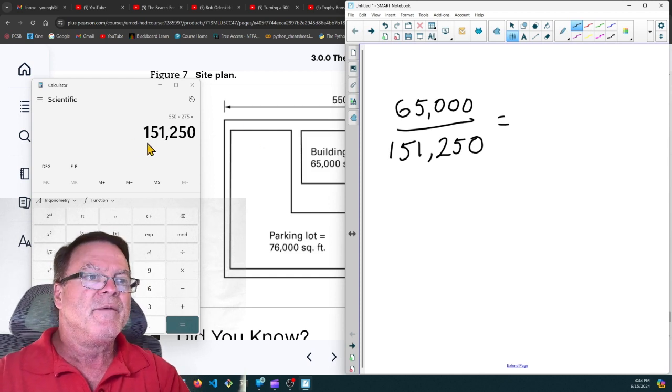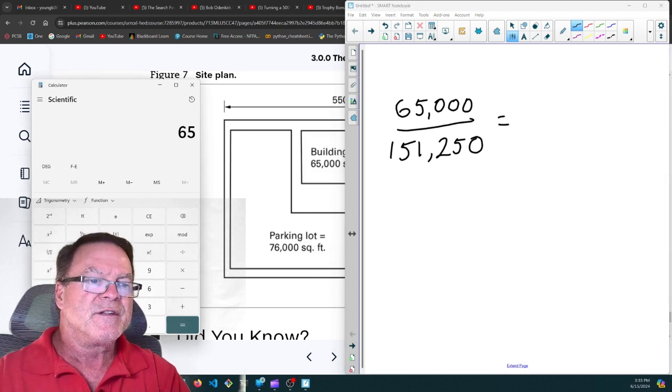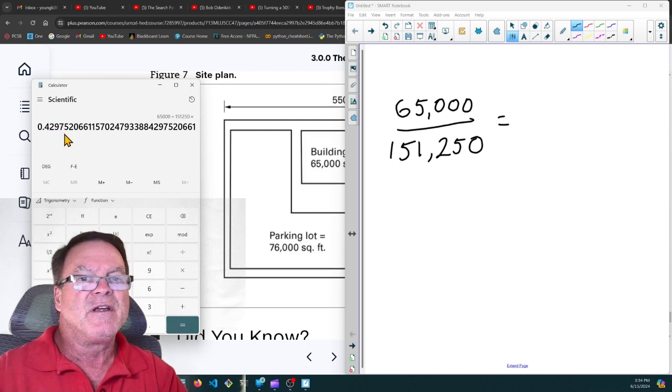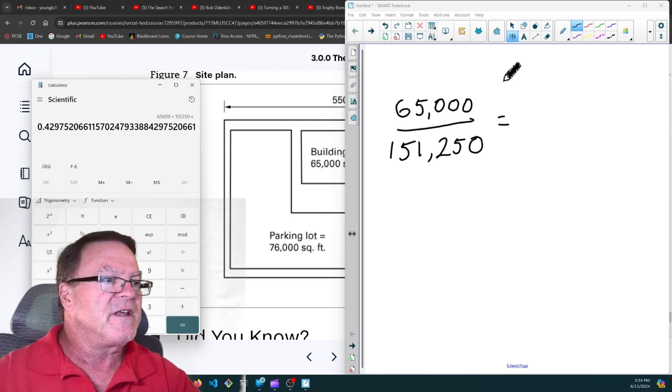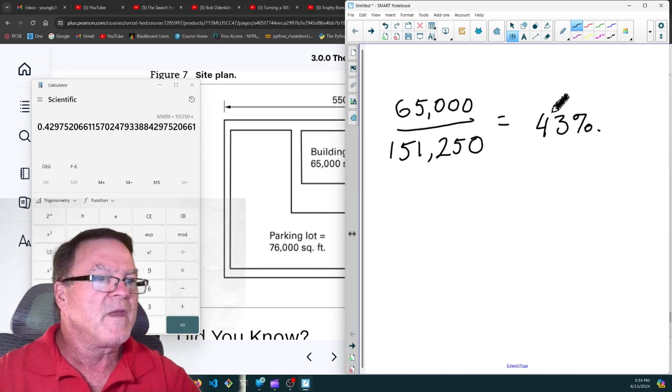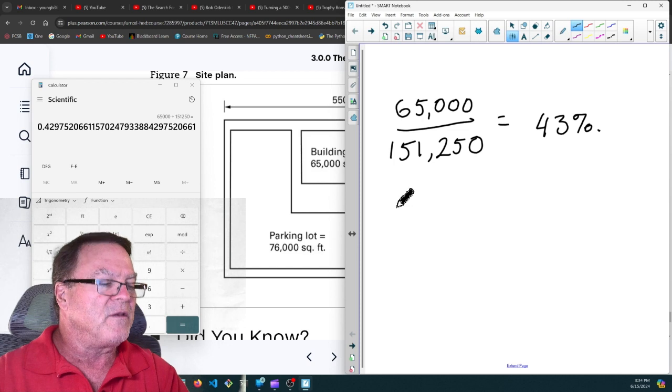So here's 65,000 divided by 151,250. And it's approximately 42.97. Since the 7 is there, I'm going to round up to 43%. I'm going to say that the building is 43% of the entire lot. I'll do that same thing with the parking lot.